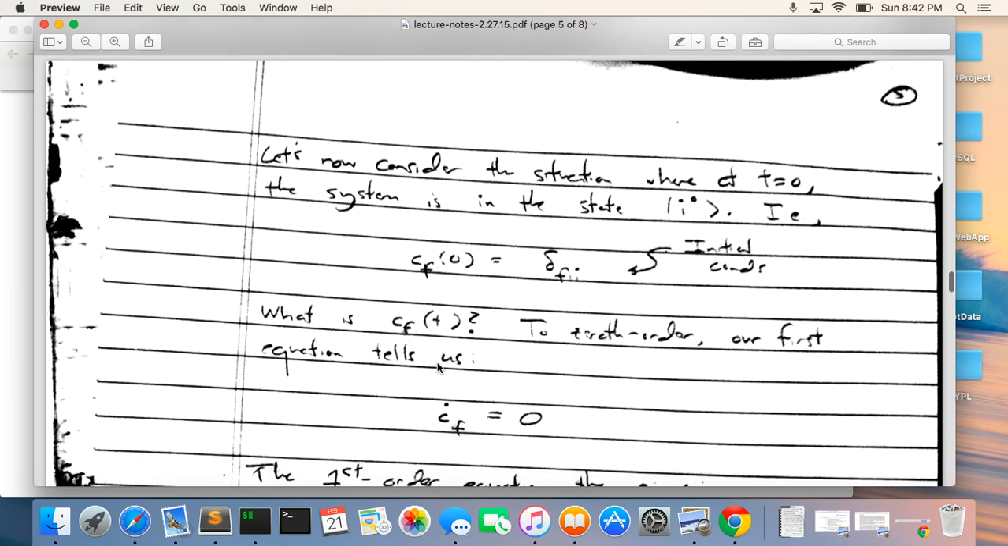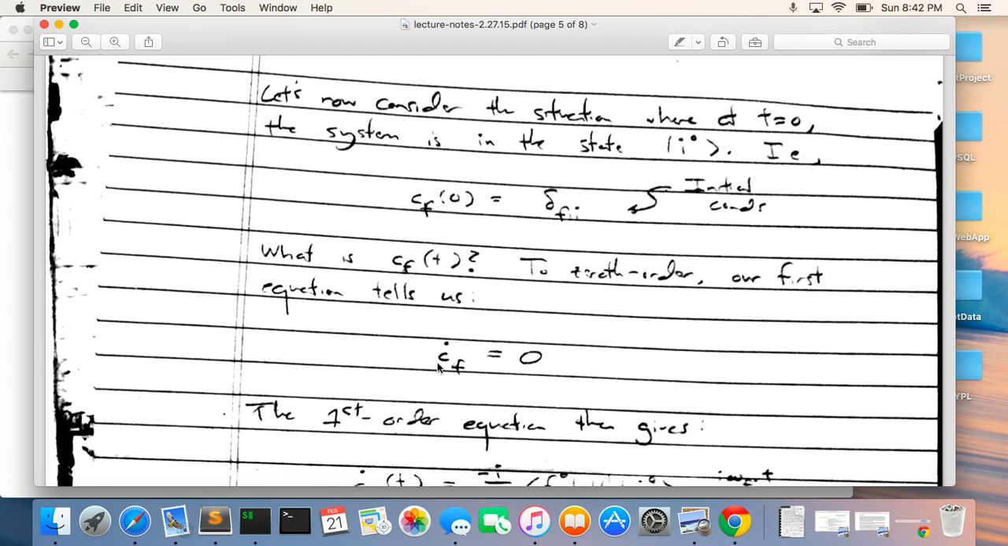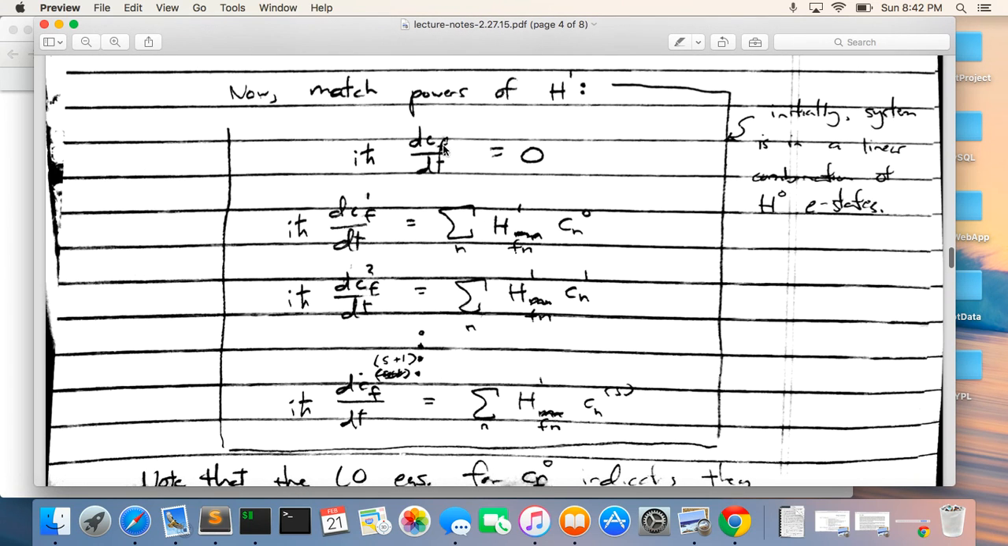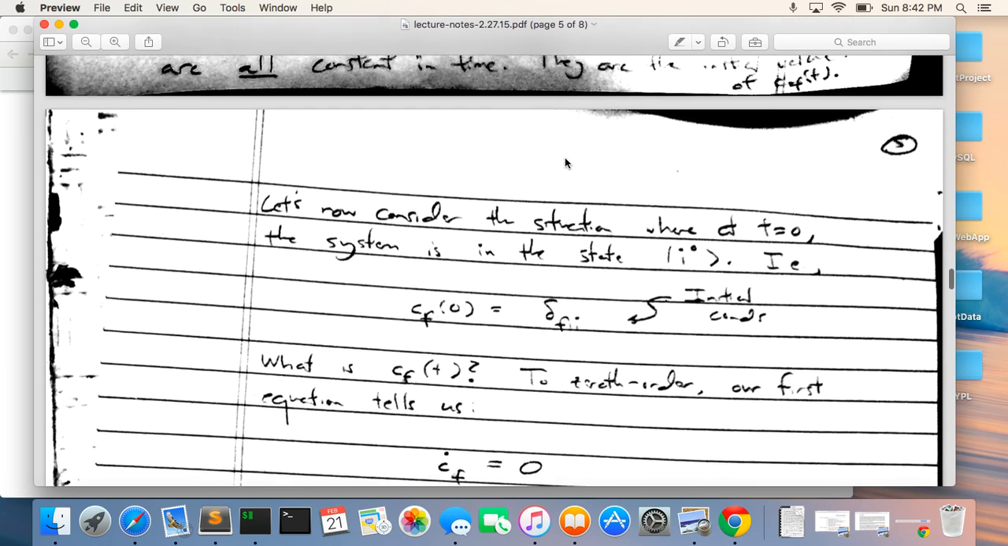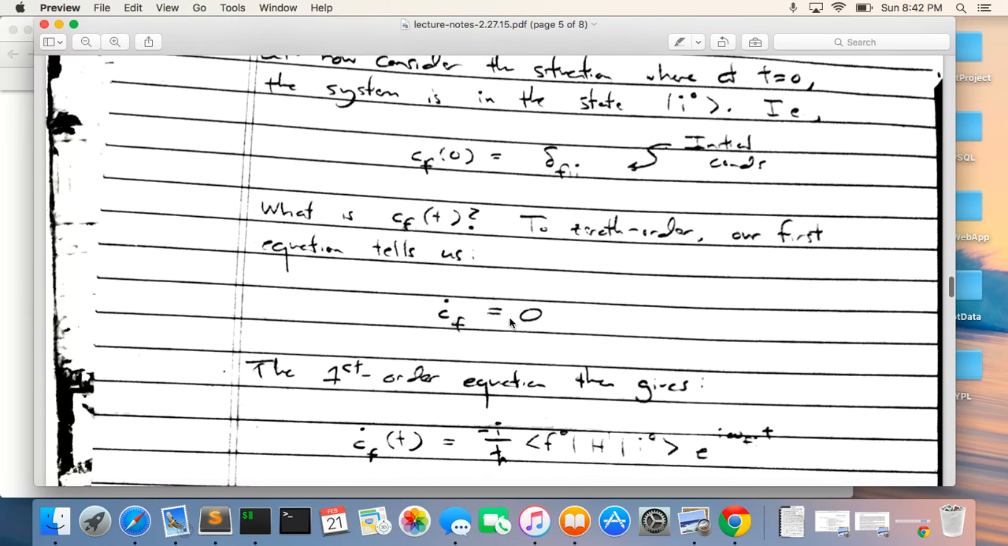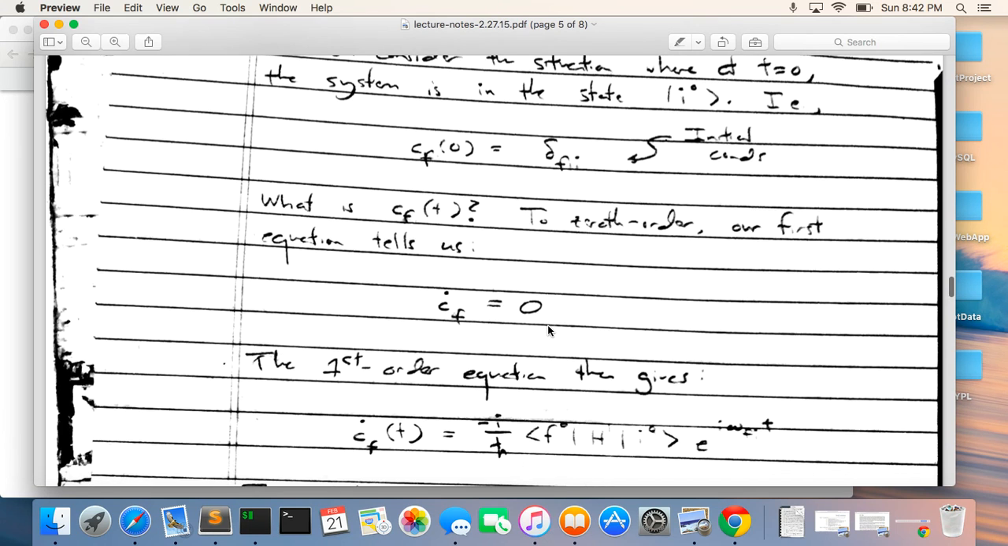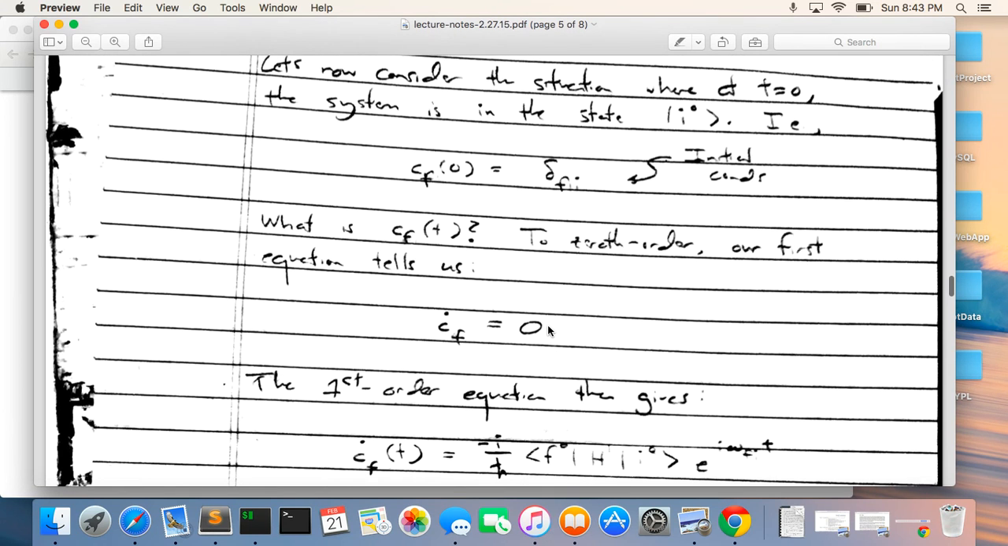given that we started in state i. Okay, so we go back to our equations, right, and to zeroth order. At zeroth order, we start with this guy. Okay, and what we know is that the derivative is 0, right? But we have our initial condition.